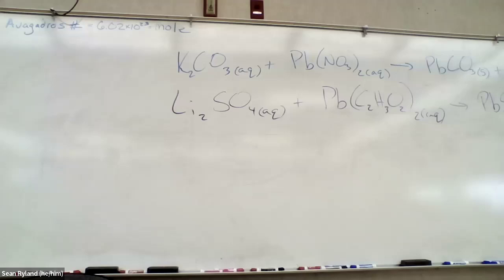So when we mix these two solutions together, no noticeable change. No solid is going to form. If we tried to write the total ionic equation, the products and the reactants would look the same. We'd have all the same ions floating around before and after. So we would just write NR for no reaction.